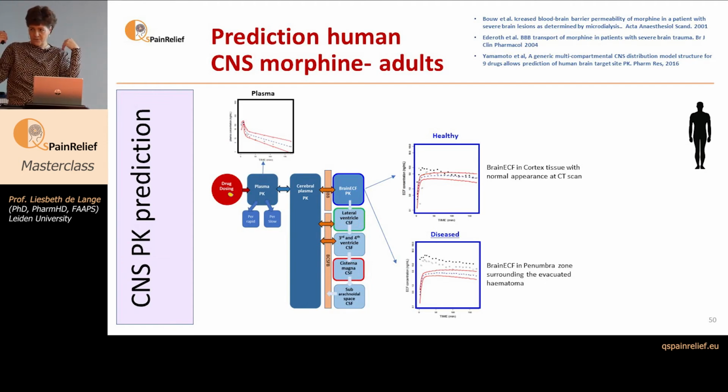So you had traumatic brain injury patients with one contusion on one side, so you had a diseased part and a healthy part. Microdialysis probes were put in the diseased part and in the healthy part. And here you can see for these two patients the concentration-time profiles in the black dots and the open dots, and the dotted line and the red line is what our model would predict. And it's pretty close.